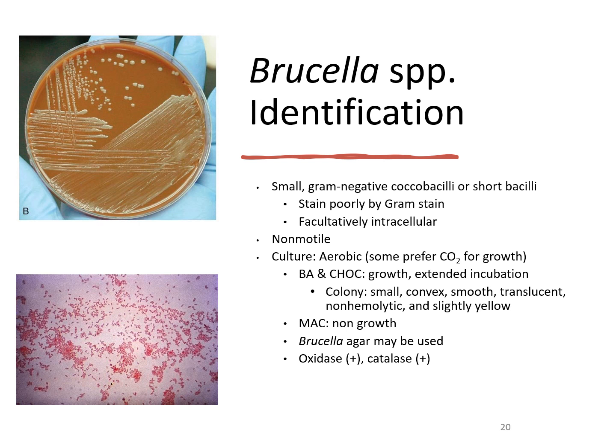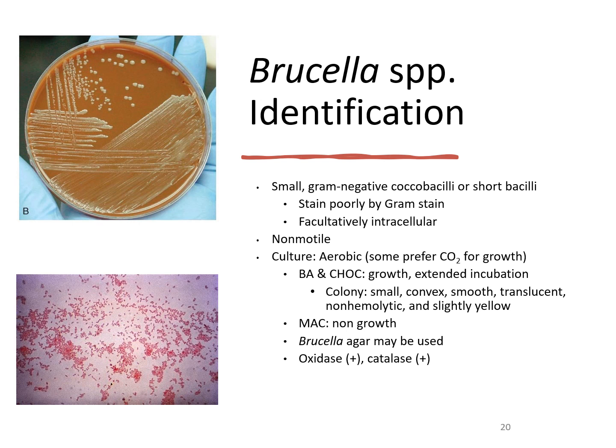This organism is identified based on its characteristics of being a gram-negative coccobacilli or short bacilli. They stain very poorly on a gram stain, and they can be intracellular organisms, so you can see it inside of those neutrophils because, again, it uses those neutrophils to replicate. They are aerobic cultures, although you do have some that prefer a CO2 environment for growth. They will grow on blood agar and chocolate agar, but they do require an extended incubation.